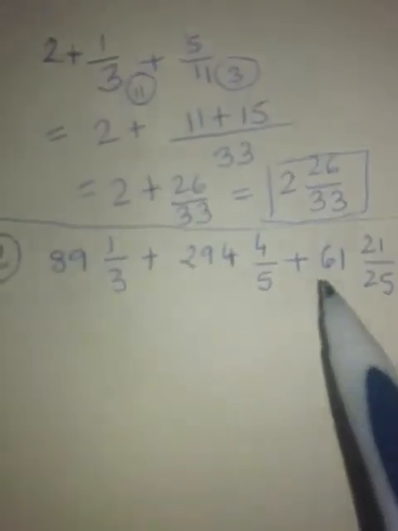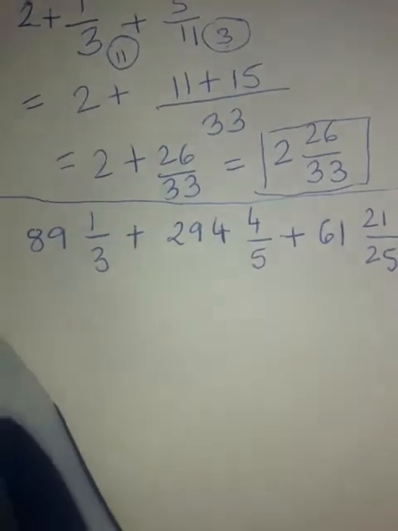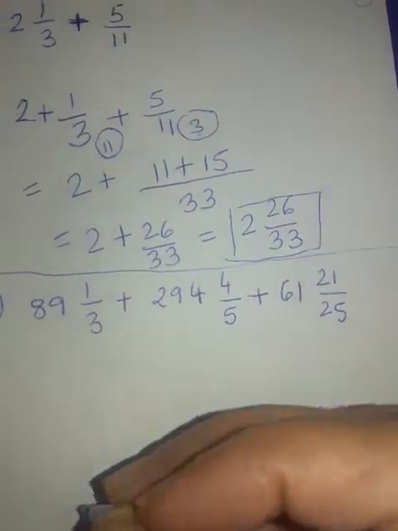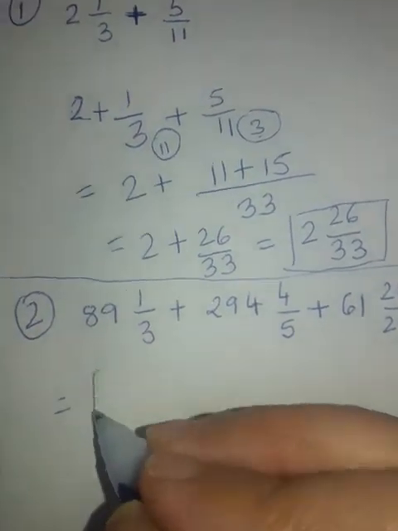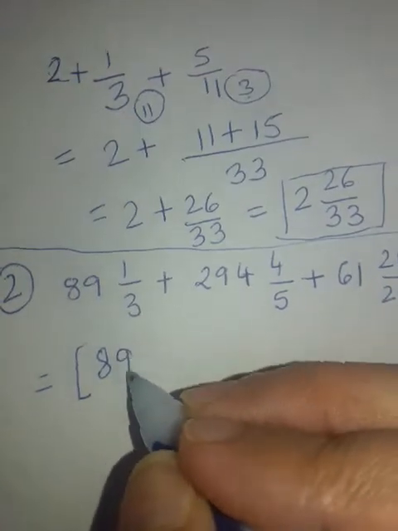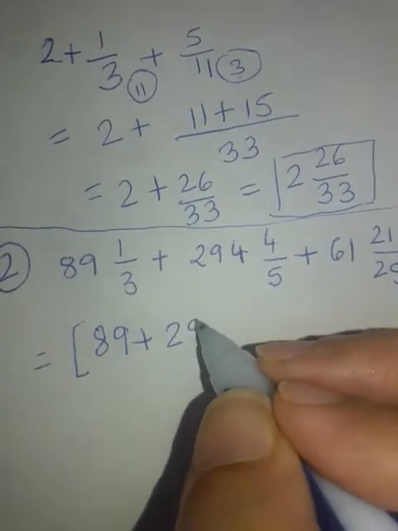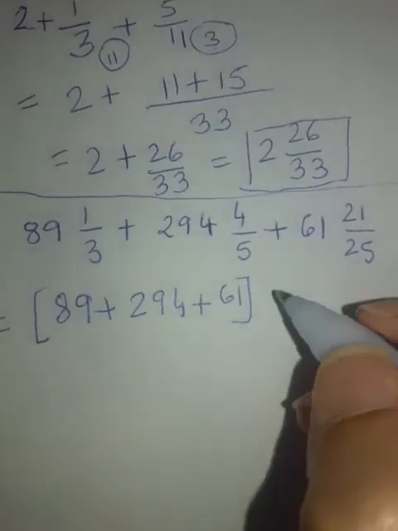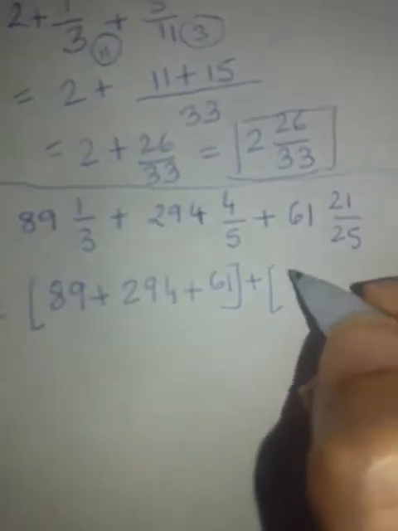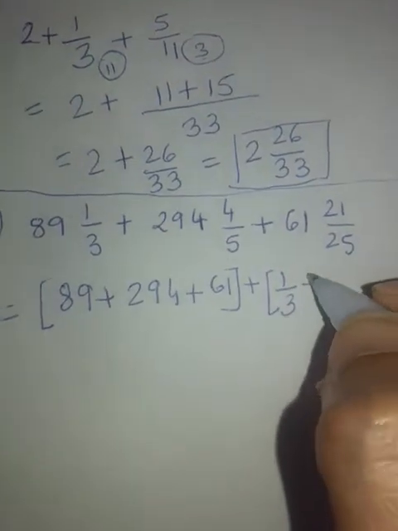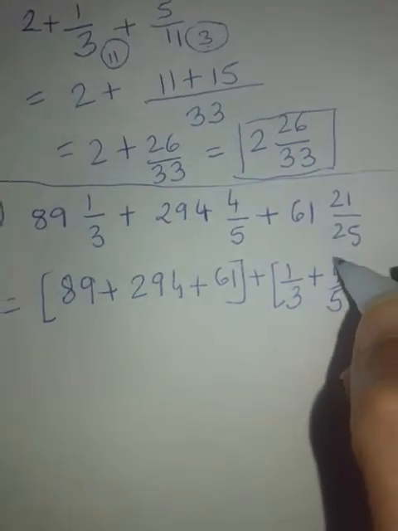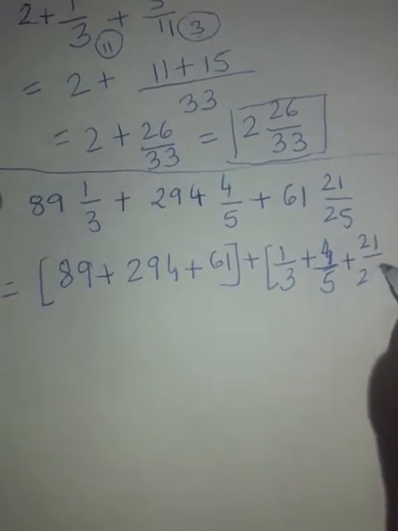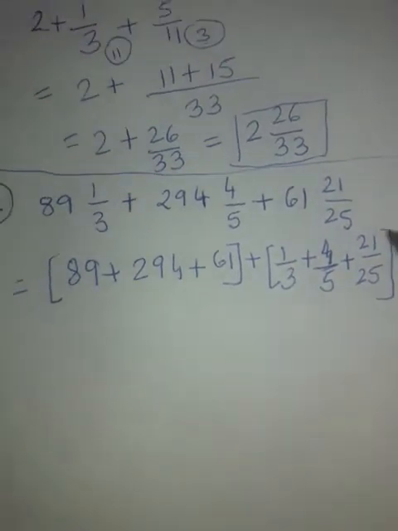So in this sum also, what will we do? We will take these whole numbers aside. We will separate whole numbers and we will separate the fractions. So how do we do it? First in this bracket, let's write all whole numbers. This is 89 plus 294 plus 61. Am I right? And now here, 1 by 3 plus 4 by 5 plus 21 upon 25.